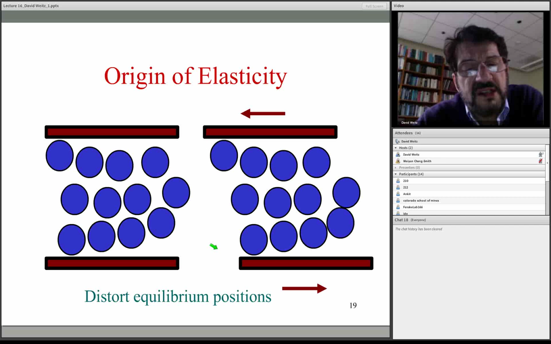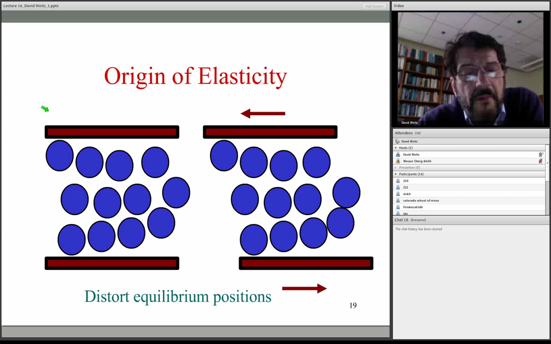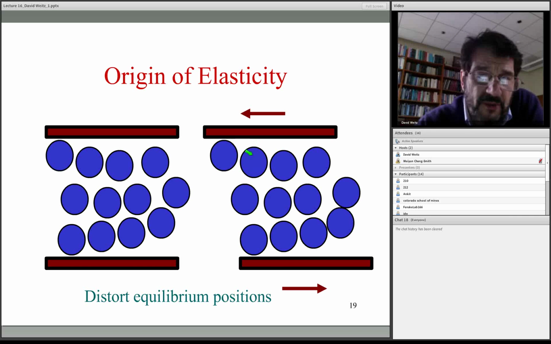You can understand that physically by looking at this diagram here. Here are the particles. They're undergoing free diffusion. And imagine that I apply a small strain in this direction, shown by moving the plates. The particles then move in this direction.